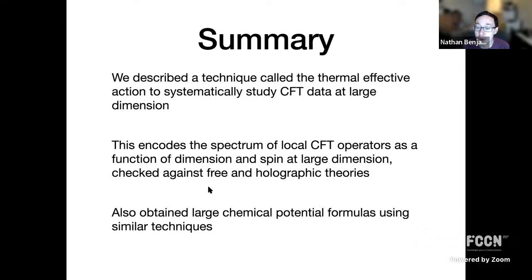And we obtained large chemical potential formulas, which are the analog of other elements of SL2Z, not the S transform, but other elements of SL2Z. And using similar techniques of cutting and gluing, we were able to reproduce some of these formulas for higher dimensions. And these are analogs of inserting a (-1)^J into the partition function, which we were able to get for higher dimensional CFTs. So I'll just conclude there, and I'll take any questions.